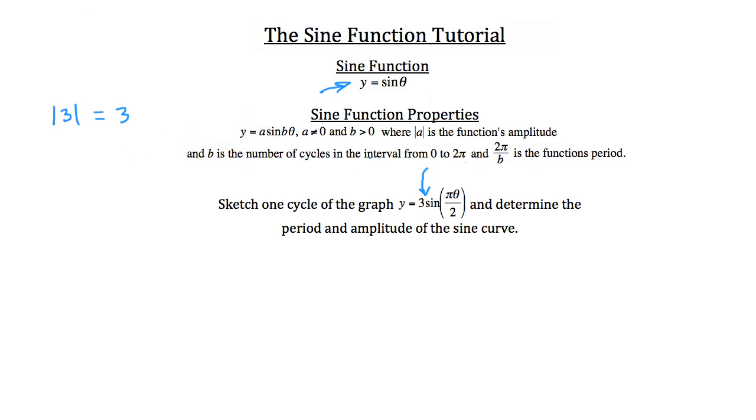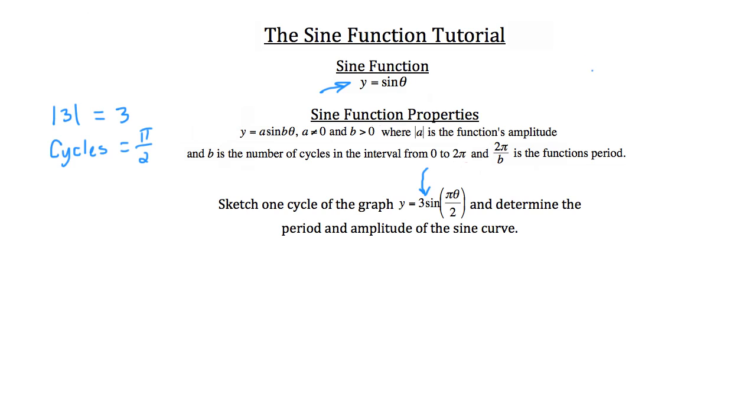Now we also want to look at b. B is the number of cycles in the interval from 0 to 2 pi. So we know that b is the coefficient that comes before our value theta. And if this is our value theta here, then what comes before that must be pi over 2. So pi over 2 is the number of cycles in the interval from 0 to 2 pi. So our cycles is equal to pi over 2.